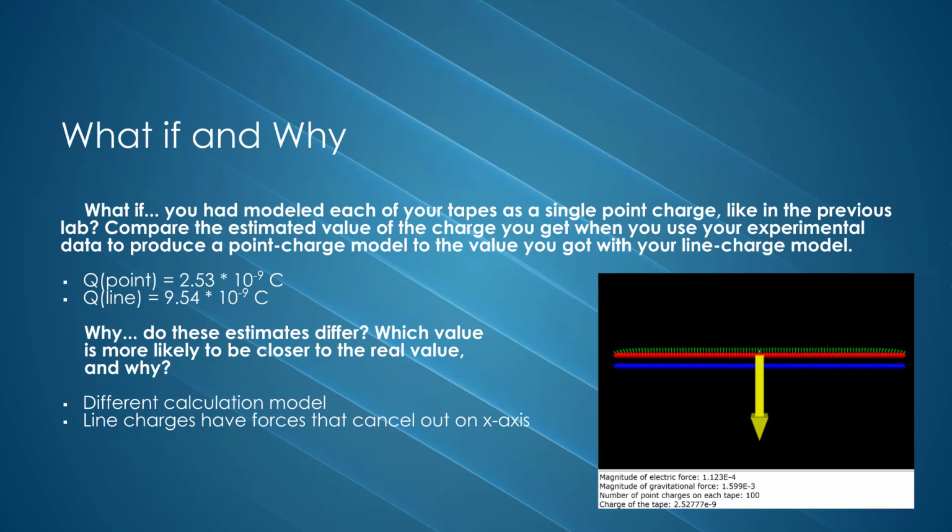Well, there's a big difference in complexity and precision. For our line model, we take into account the fact that these two pieces of tape are not only interacting in the y direction, there's also some stuff happening in the x direction. They just cancel out. And for that reason, this higher level of precision makes this line model more accurate.